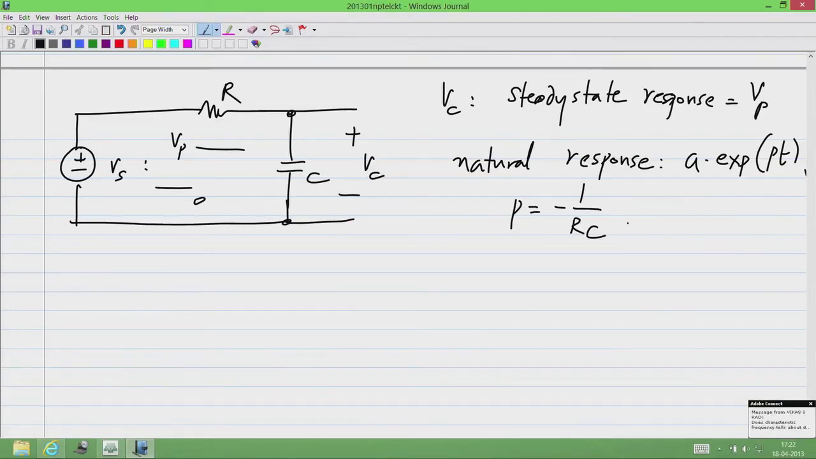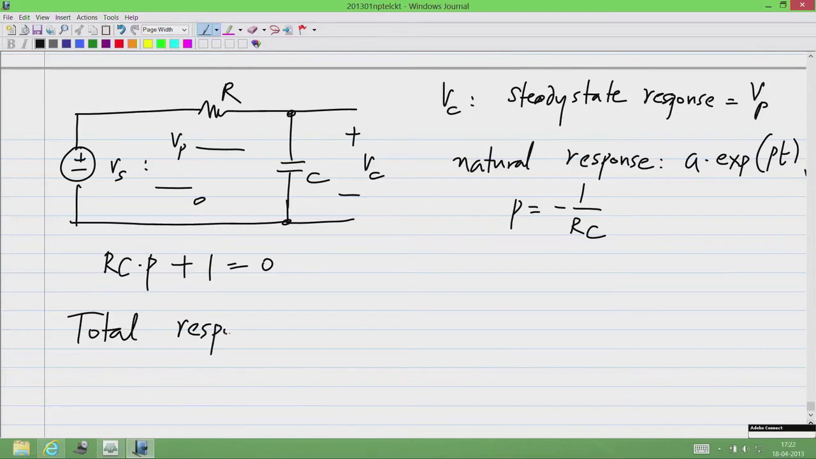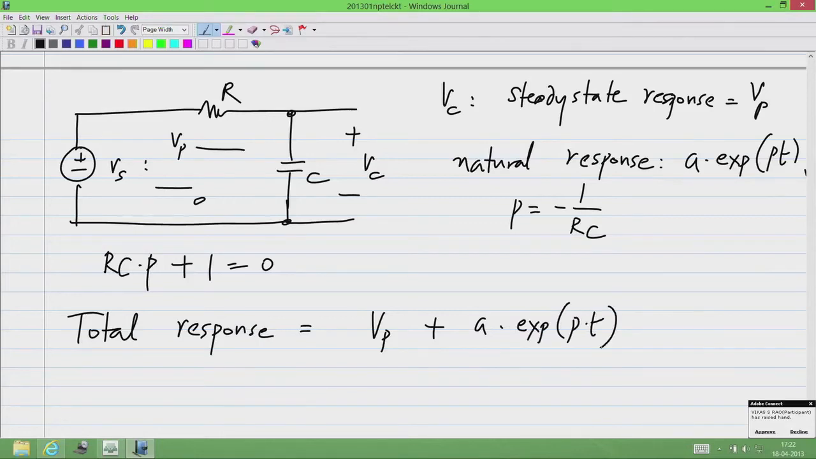How did I get this? I get this from the characteristic equation RC times P plus 1 equals 0. So, the total response is the steady state response Vp plus the transient or natural response A exponential P times t. Okay.